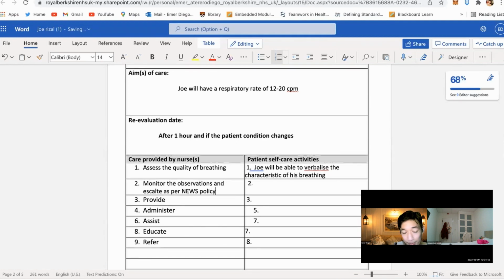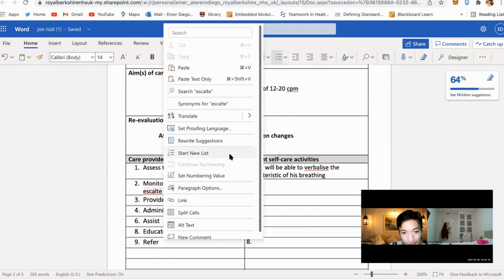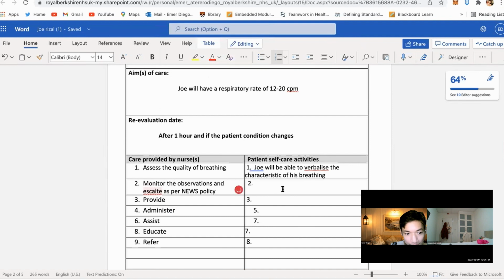Okay? So that's because remember, when you are referring the patient to a doctor, of course you're not saying, oh doctor, my patient's respiratory rate is 26. Normally the doctor will ask you, what is the NEWS score? So you make sure you have the NEWS score. That means you need to know all the vital signs for your patient. So please do remember that. Monitor the observation and escalate as per NEWS policy. Hopefully that is useful for your other care plans.